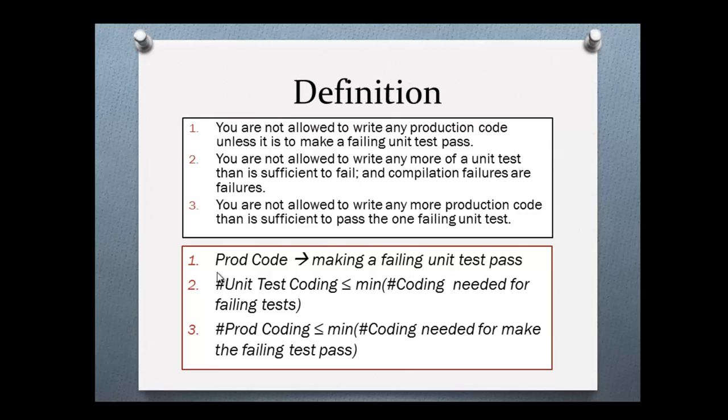So to reiterate, 2 modes of writing code: production and unit test. Number 1 is about the order. Number 2 is about how much you can write when you're in each mode. Basically the bare minimum.